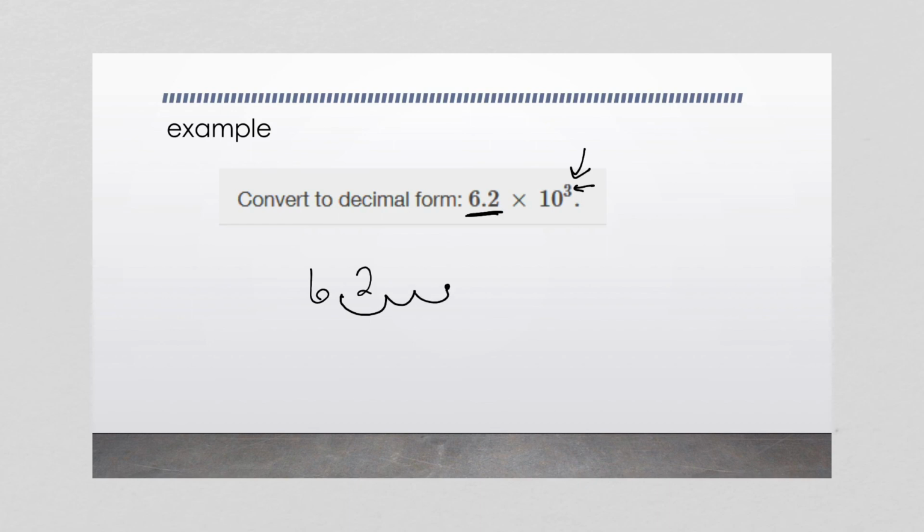And my decimal is right here after this second 0, okay? So my actual final number is 6,200.